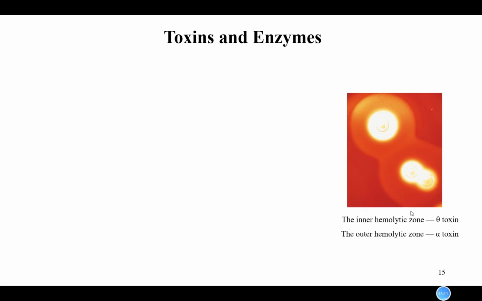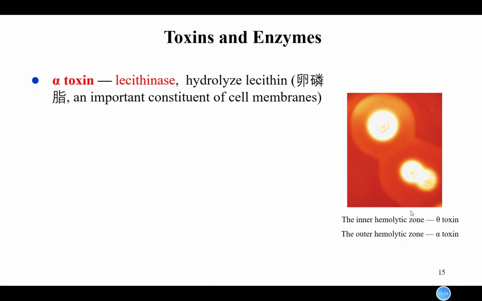Perfringens is able to produce different types of toxins and enzymes. Let me show you here in detail. This is the beta hemolysis, showing the double zone beta hemolysis. The outer zone is due to the alpha toxin.